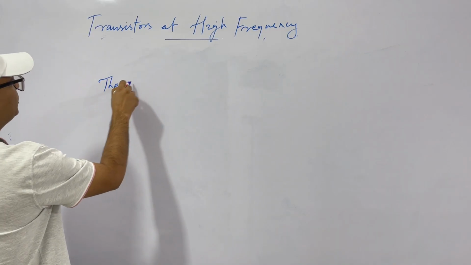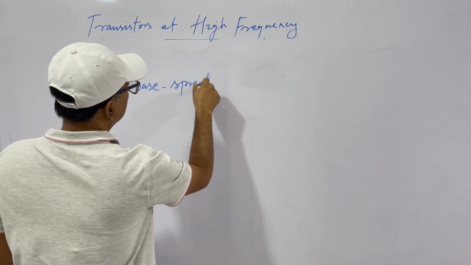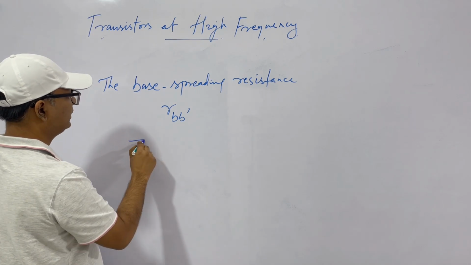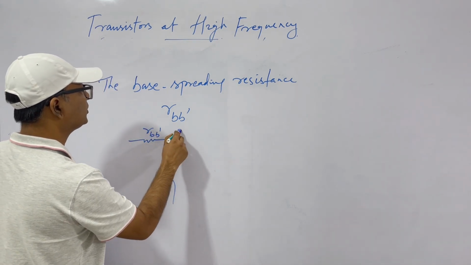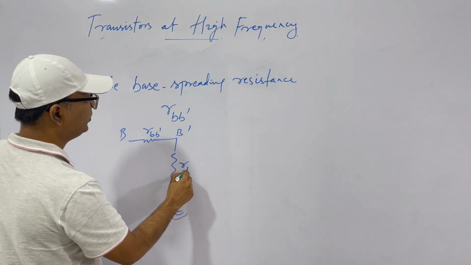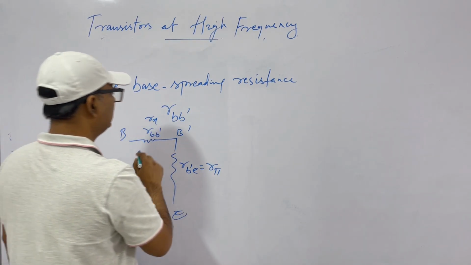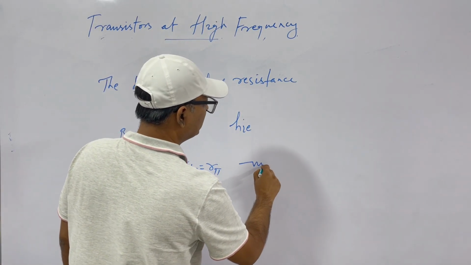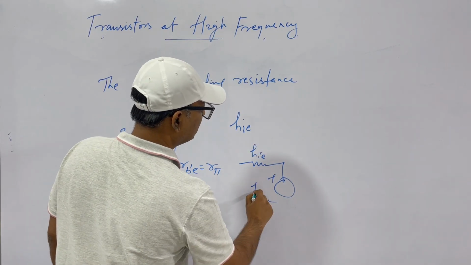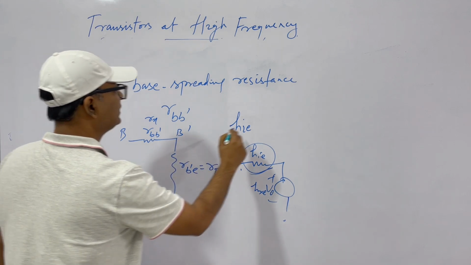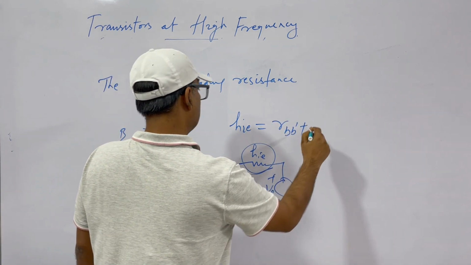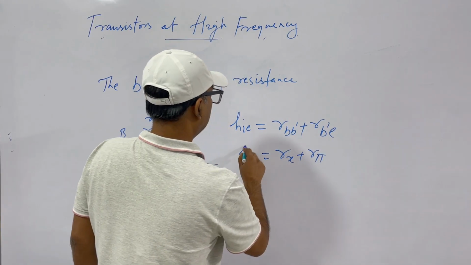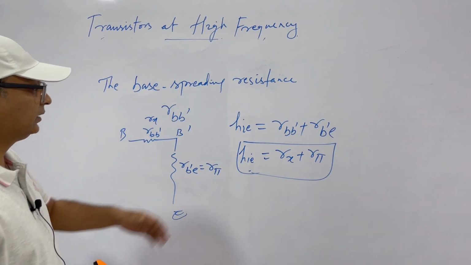Okay. Now the base spreading resistance. This is our RBB'. Between this we had this, and this RBB', this was B', this is B, this is E, and this was RB'E, that is R pi, and this is Rx. Now if you compare it with the H model, this is HIE, the input resistor. If you remember, we used to denote it like this, HIE, this was HRE into V output. So HIE is equal to RBB' plus RB'E, that is Rx plus R pi. So we can have values and you can find from this expression.